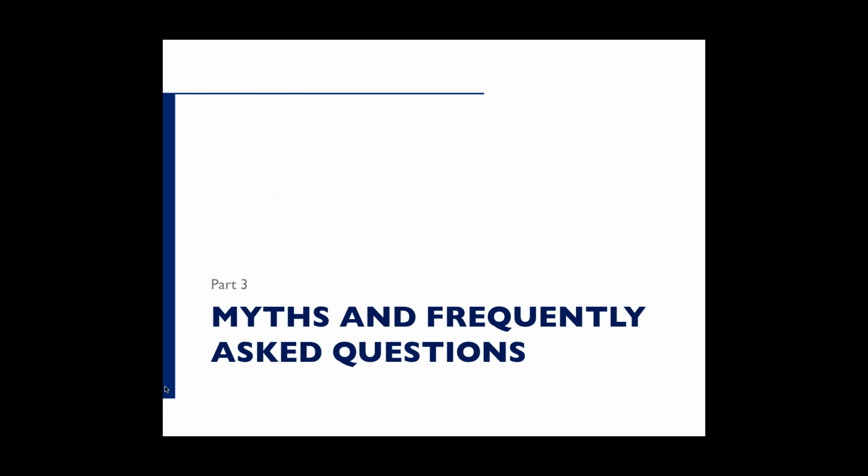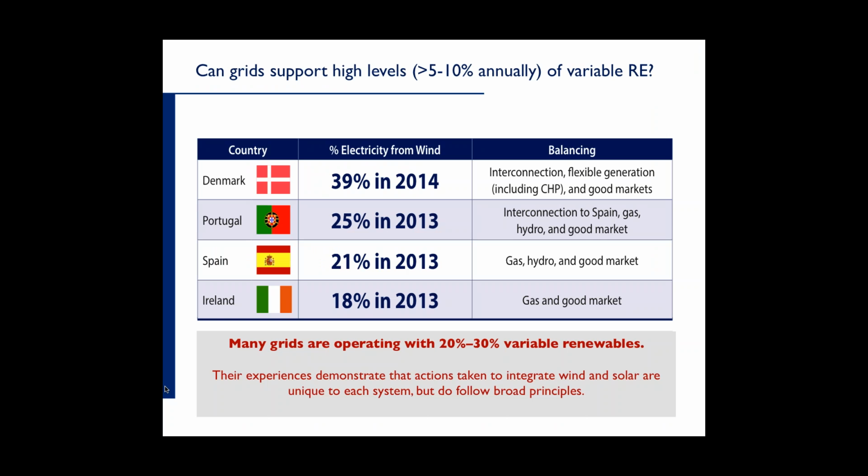Moving on to some myths and frequently asked questions. People ask, can my grid support a high level of variable renewable? I won't go through this whole graph, but you can see Denmark hit 39% penetration from wind in 2014. Denmark is a small country. They have a lot of wind relative to demand. They have large interconnections with the Nordic power pool and much of Europe, which really helps them out a lot.